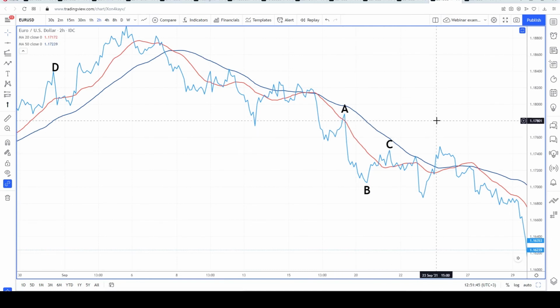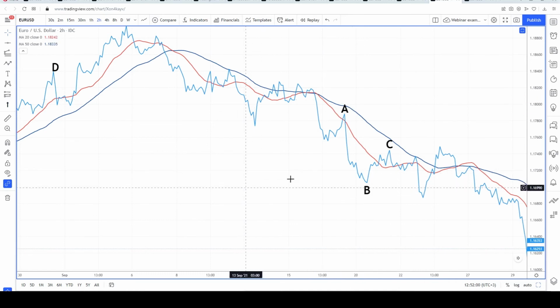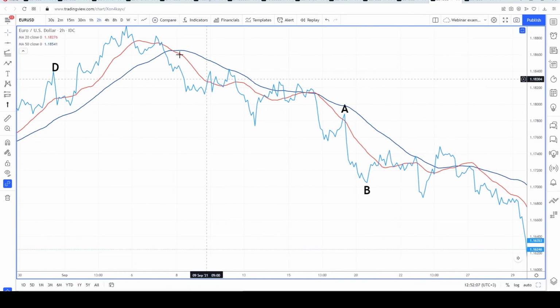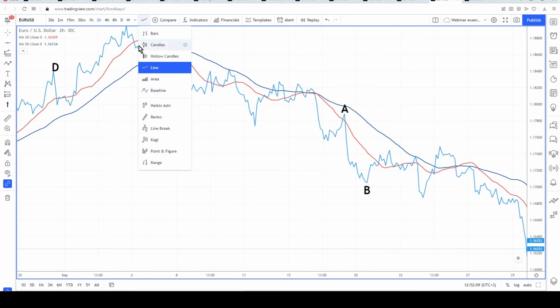Albert is asking whether the ABC strategy works better with Fibonacci retracements. You can use the Fibonacci retracements as a tool to define your levels between the point A and B. That is, let me go to the candles.